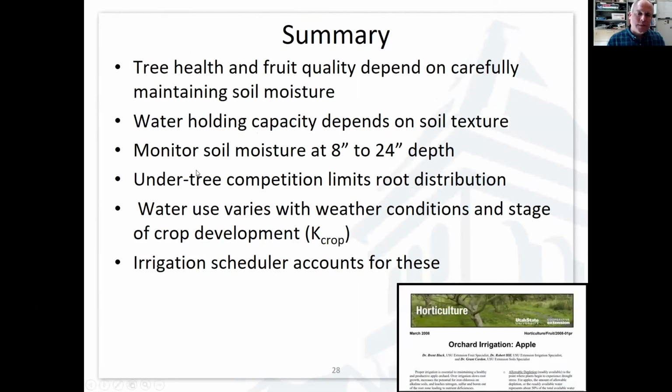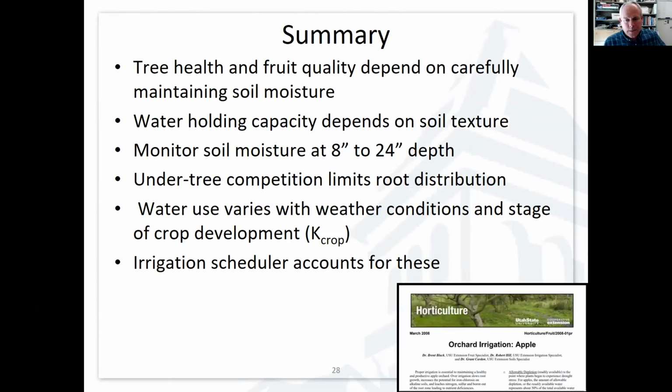So just in summary, and this is just closing down what I've covered and reviewing. Really, tree health and fruit quality depends on carefully maintaining your soil moisture in that optimum range. The water holding capacity depends on soil texture. Monitor your soil, and again, for Utah, I recommend between 8 and 24 inches. If you're in a situation where your rooting depth might be shallower in a colder climate, or maybe deeper in a warmer climate, you may want to look at that.